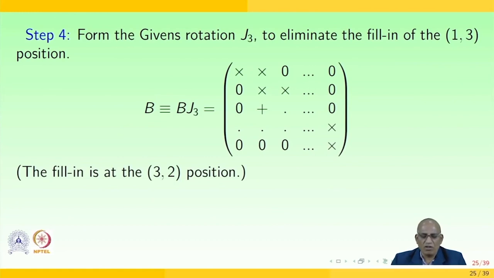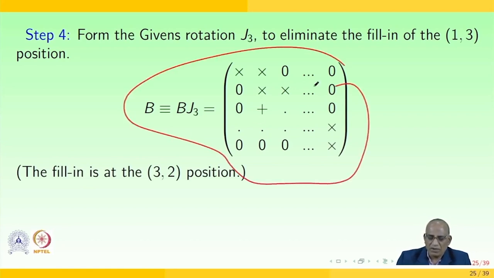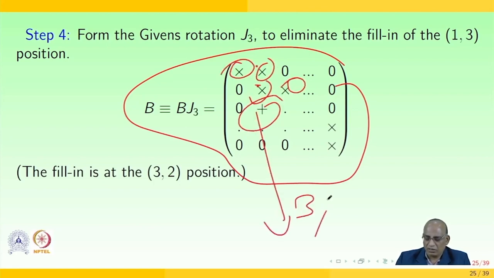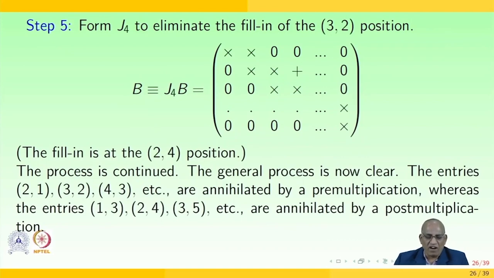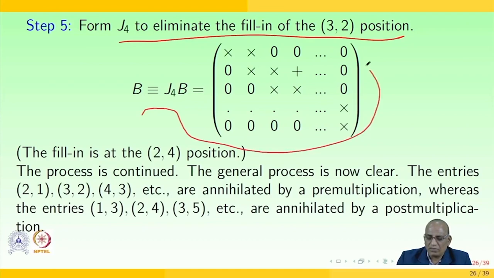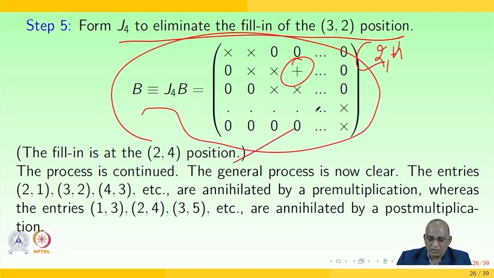In step 4, form the Givens rotation J3 to eliminate the fill-in at the 1,3 position. So you will have B equal to B J3, that is non-zero, non-zero, non-zero, non-zero, and this is the 3,2 position, as I spoke over here. So in step 5, form J4 to eliminate the fill-in at the 3,2 position. So it has gone to what is called the 2,4 position.